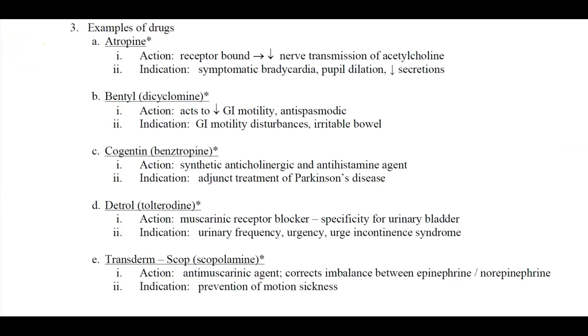Examples of drugs under this class include atropine. So atropine is a receptor blocker which causes a decrease in nerve transmission of acetylcholine. So this is indicated for symptomatic bradycardia, pupil dilation, and decreased secretion, but mainly you will see this being used for symptomatic bradycardia.